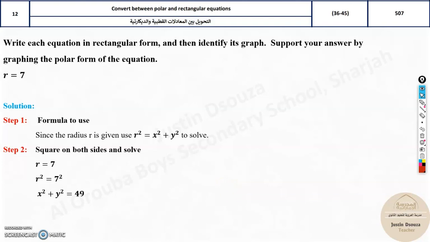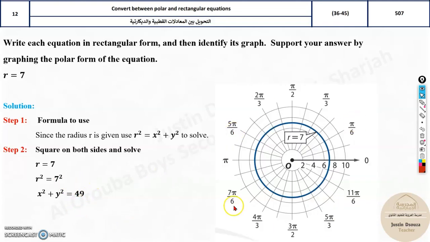We had learned in the last term, in the chapter on conic sections, the equations of circles and graphing circles. So x squared plus y squared is the equation for the circle with radius root of 49, that is 7. So this is a circle equation. Draw a circle of radius 7. That's it. So if the graphs are there, it's very easy. Otherwise, you just substitute and convert.